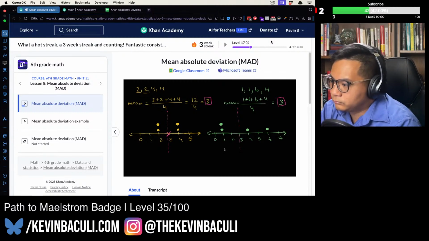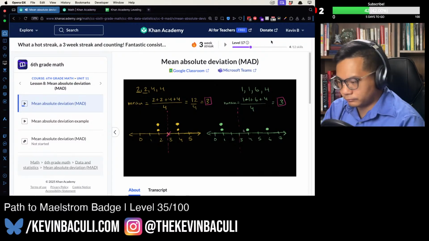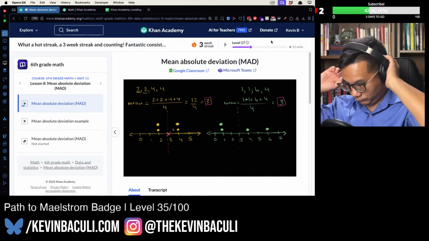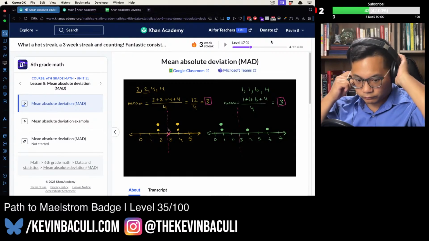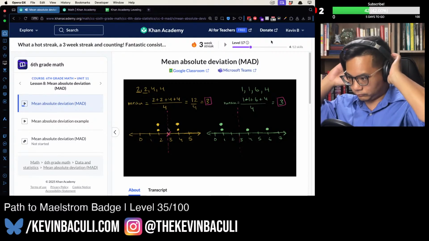And how do they look different? Well, we've talked about notions of variability or variation. And it looks like this data set is more spread out. It looks like the data points are, on average, further away from the mean than these data points are. And so that's an interesting question that we ask ourselves in statistics. We don't just want a measure of center, like the mean. We might also want a measure of variability.